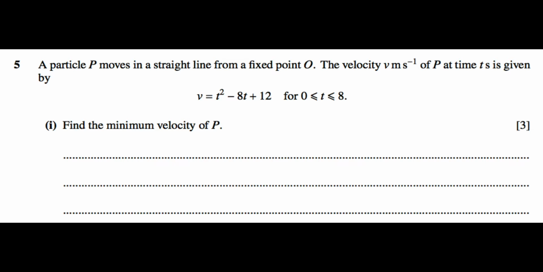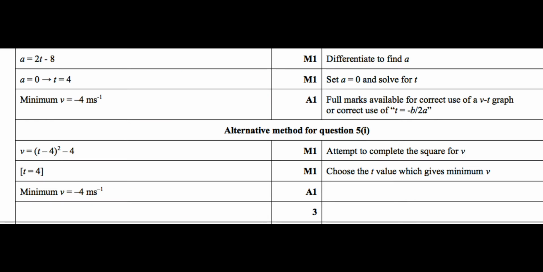Question I, find the minimum velocity of point P. Differentiating v to find a, we get a equals 2t minus 8. So when a equals 0, t equals 4, and then we substitute 4 into the equation for v, and we get v equals minus 4.